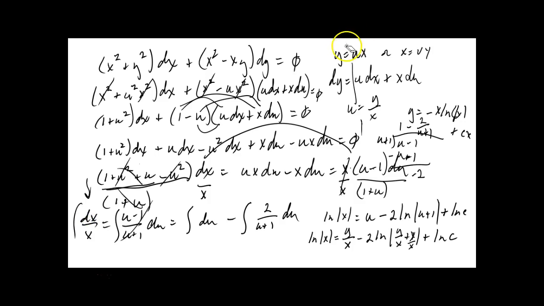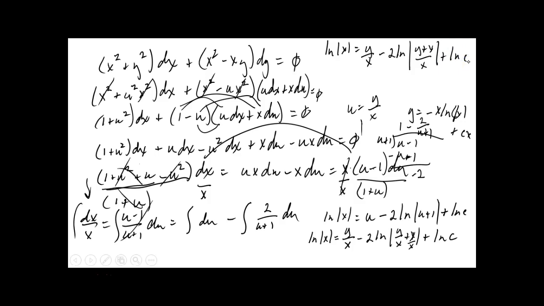And since we've already used our substitution, I think I can get away with erasing this. Okay? I'm going to leave that because we've used it, but just to remind you. Okay. So what we have now is log absolute value x is equal to y over x minus 2 times the log of y plus x over x plus log c. Okay. That's just a constant. Don't worry about it for now.